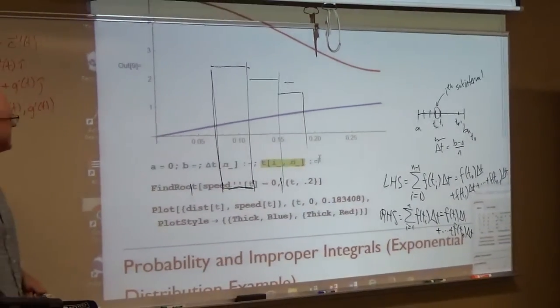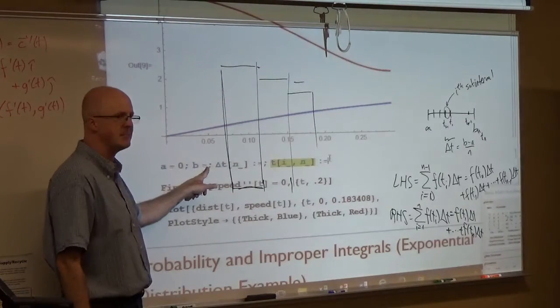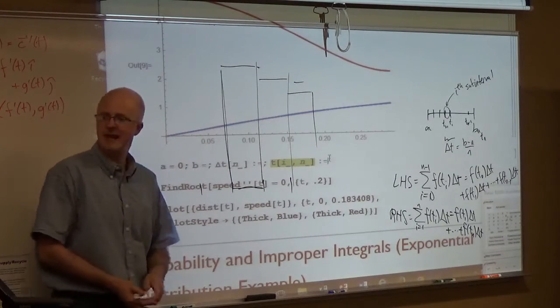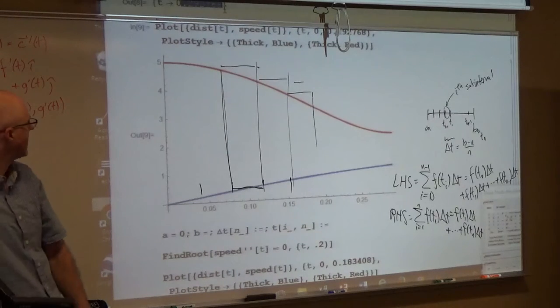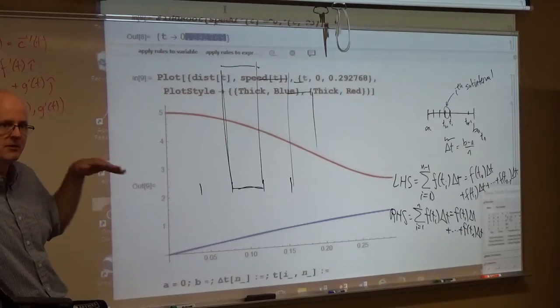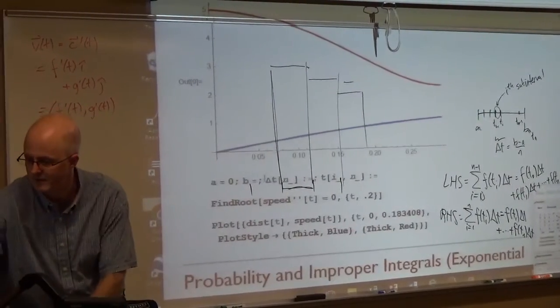Let's get Mathematica to do this. I need to specify a and b. a is going to be the starting time, which is often 0. b is going to be the ending time. I'm going to take that to be, in this case, 0.292768, where this function, the interval where this function is decreasing. 0.292768. I'll type that in for b.